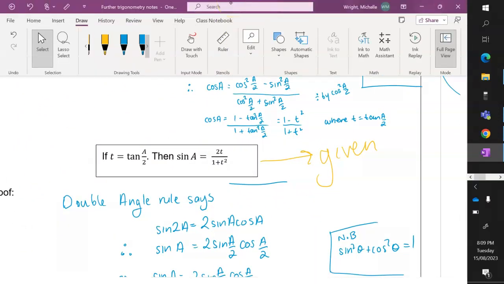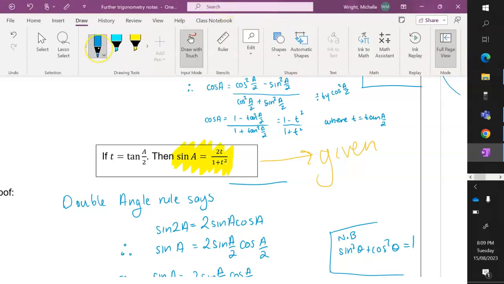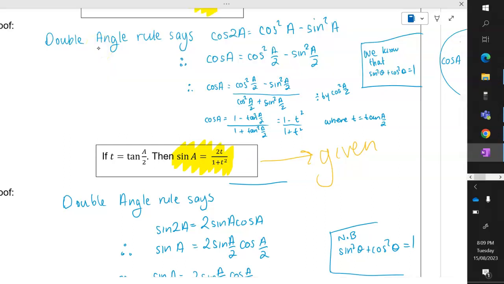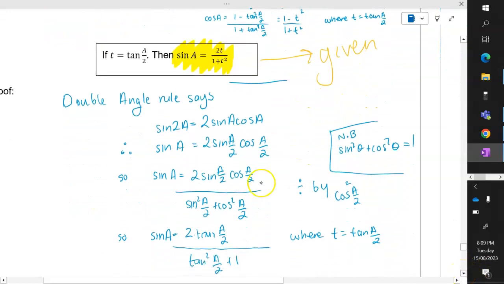Okay, third time round, we're going to do the same thing basically with sine and show that sine of a is equal to 2t on 1 plus t squared. Okay, again, that rule's given to us on the formula sheet, but we want to be able to work with it. So let's have a look at how we can do that. Pretty much the same way.